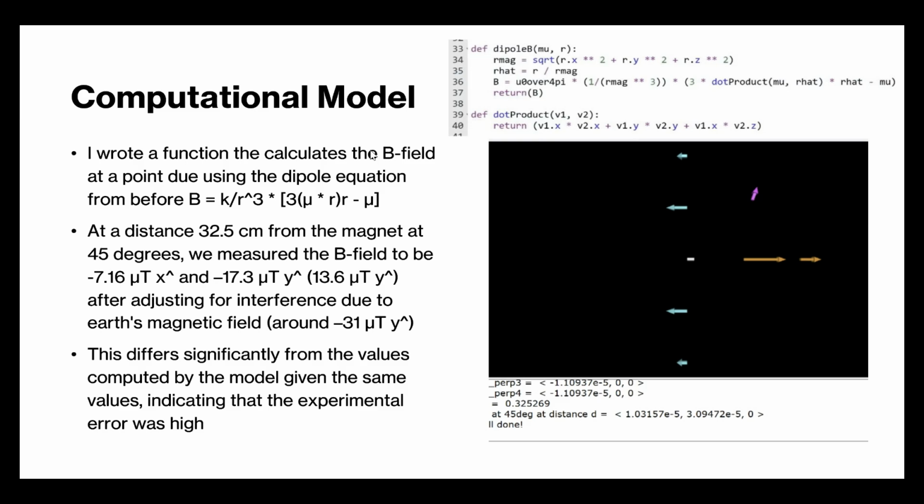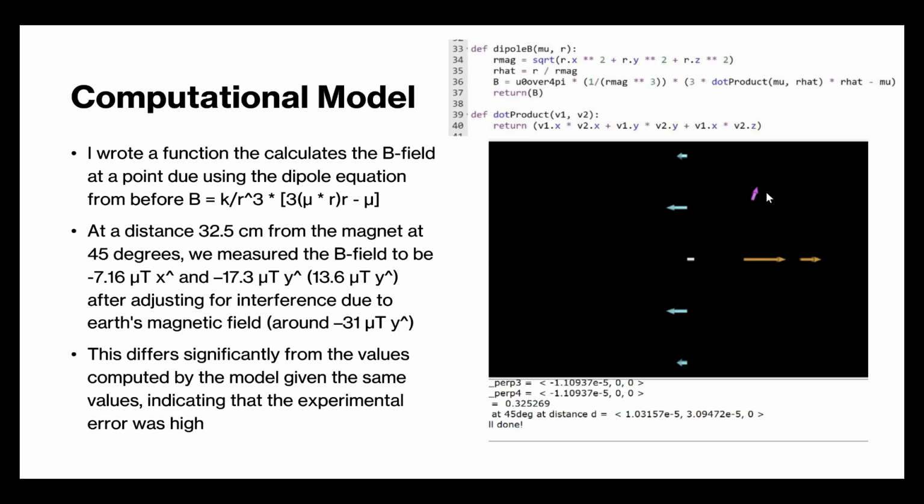I then created a computational model. I wrote a function given mu and r. It will calculate the B field at that observation point. And then using this function for a bunch of observation points yielded this, where the B field, as expected, comes out of the North Pole, loops around, and if we plotted points over here, it would go back into the South Pole.